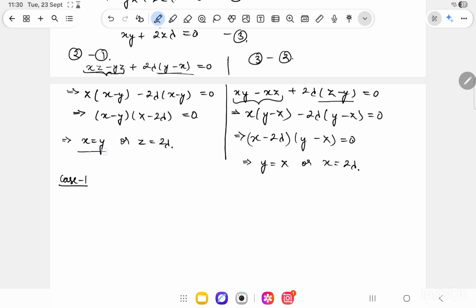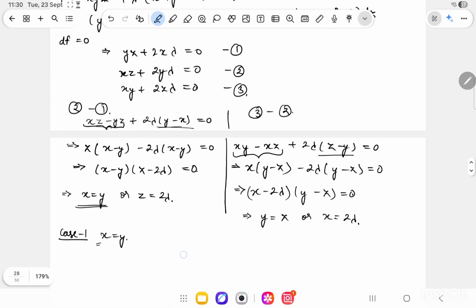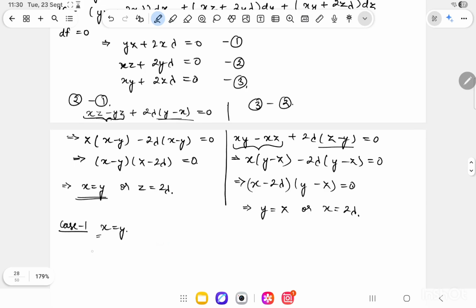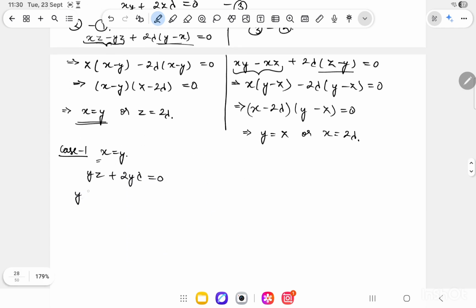So case 1, let us assume that x equals y. If I substitute x equals y in equation 1, I get y into z plus 2y lambda equals 0. Now I can pull out y from the whole equation, so I'm left with y into z plus 2 lambda equals 0. That gives me either y equals 0 or z equals minus 2 lambda.